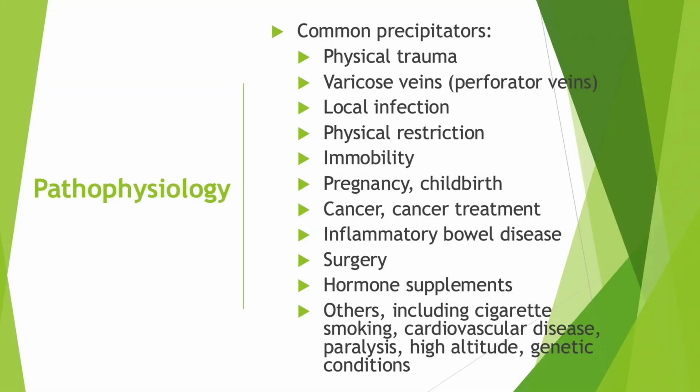Many common factors can precipitate thrombophlebitis and deep vein thrombosis. These include physical trauma, varicose veins, particularly perforator veins, local infection, physical restriction from tight clothing or positioning, immobility from bed rest or long travel, pregnancy and childbirth, cancer and cancer treatment, inflammatory bowel disease, surgery, and hormone supplements. Other contributing factors include cigarette smoking, cardiovascular disease, paralysis, high altitude, and genetic conditions that affect clotting.